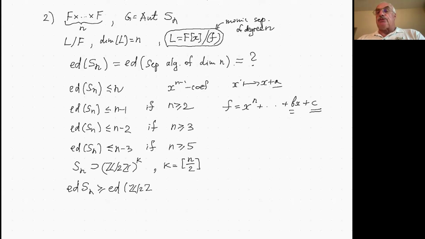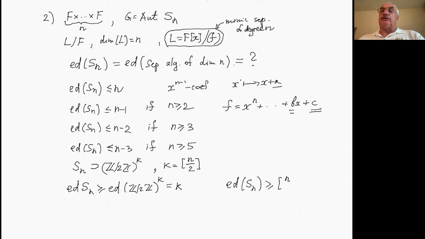itself, just one copy of Z mod 2Z, has essential dimension 1, because what is it to give a Z mod 2Z extension? Just a quadratic extension of a field. And to give a quadratic extension, you need just one parameter. And here we have k parameters. So in fact, this essential dimension is equal to k. So we have the inequality: essential dimension of Sn is at least this integer part.